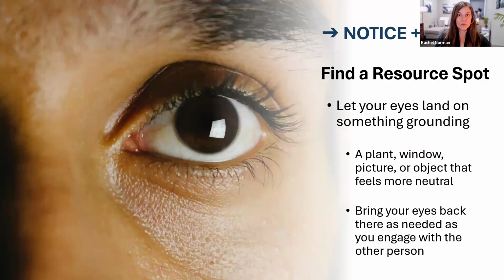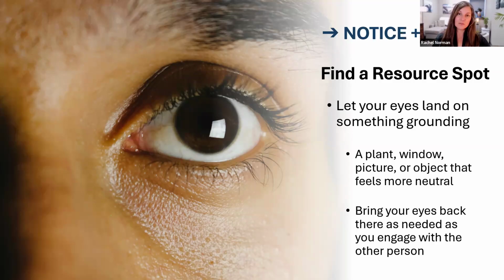So one helpful tip is also to look for a resource spot. So if you look around the room you're in right now, and maybe, just in front of me, I have a beige wall, right? That's a pretty grounding spot for me. There's not a lot going on on that beige wall. Maybe there's a window that you can look out, or possibly a plant, right? Or some object that feels more neutral.